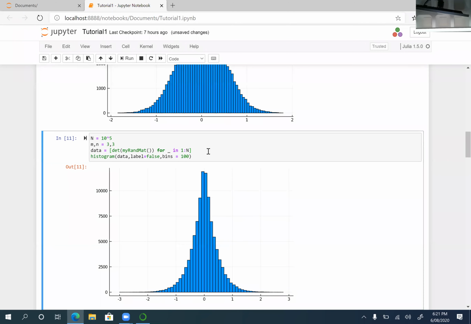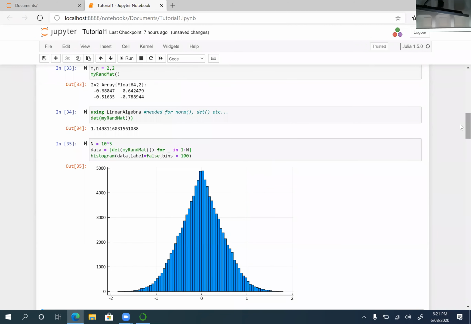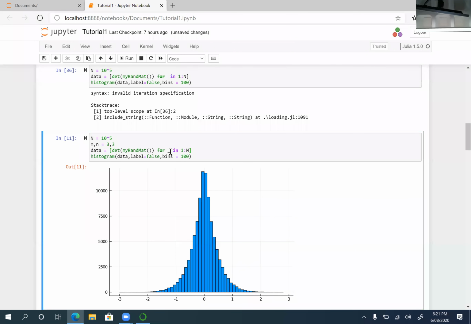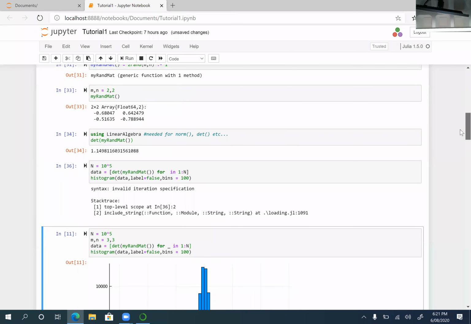Okay, so that ran, right? And then if I try it without, I'm guessing it just won't work, and we'll probably get an error message. Okay, Shift Enter. And it's the one above, remember? So we'll scroll up and see what happens. Okay, syntax: invalid iteration specification. So apparently it's needed, right? So we better go and put that back in.